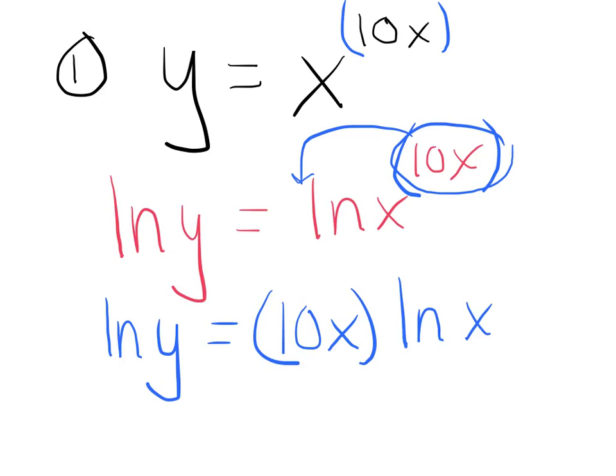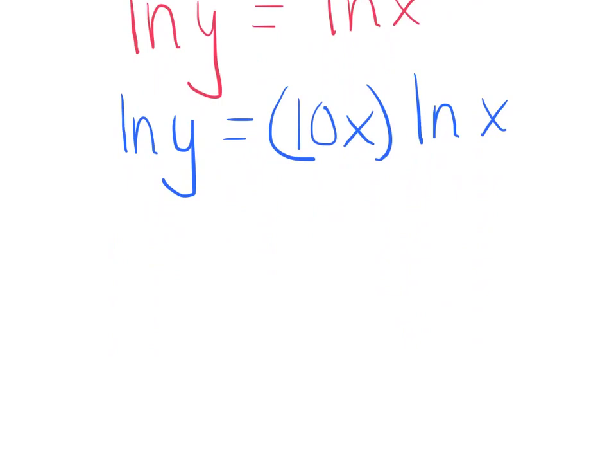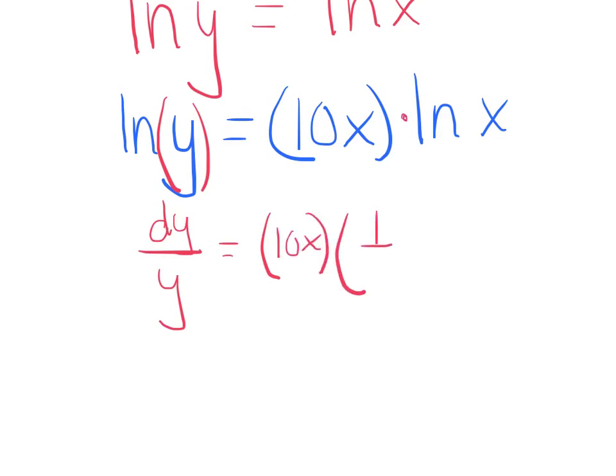Step 2 now is to take the derivative. Okay, now notice my main variable is x. So when I take the derivative of this, I'm getting dy over y. Okay, it's like my du over u. So now I'm doing product rule because it says 10x times the ln of x. First times the derivative of the second plus the second times the derivative of the first.